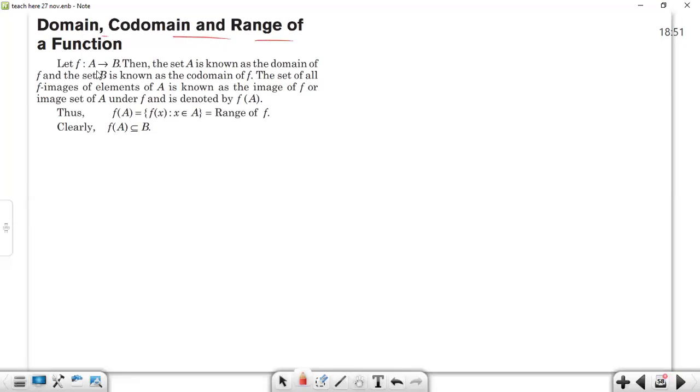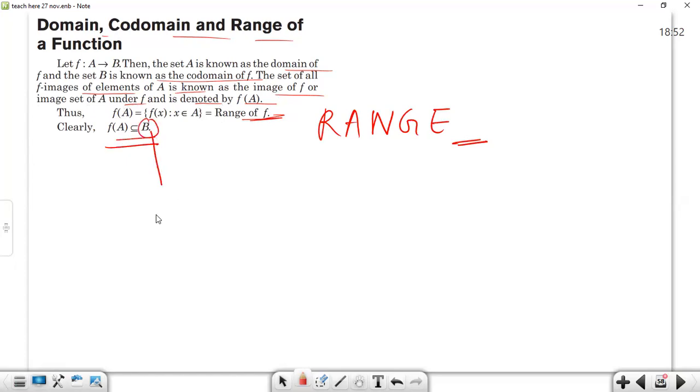Domain, codomain, and function. Let f be a function from A to B, then set A is known as the domain, B is the codomain, and the set of all images of elements of A is known as the image. The image set is denoted by f of A, and it is also the range. The image set of A is also known as the range. f of A is a subset of set B, which is the codomain, and f of A is the range. Clear?